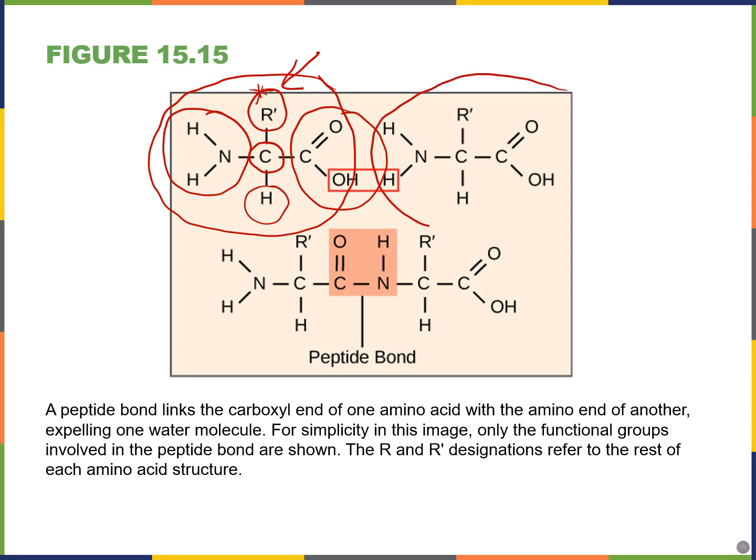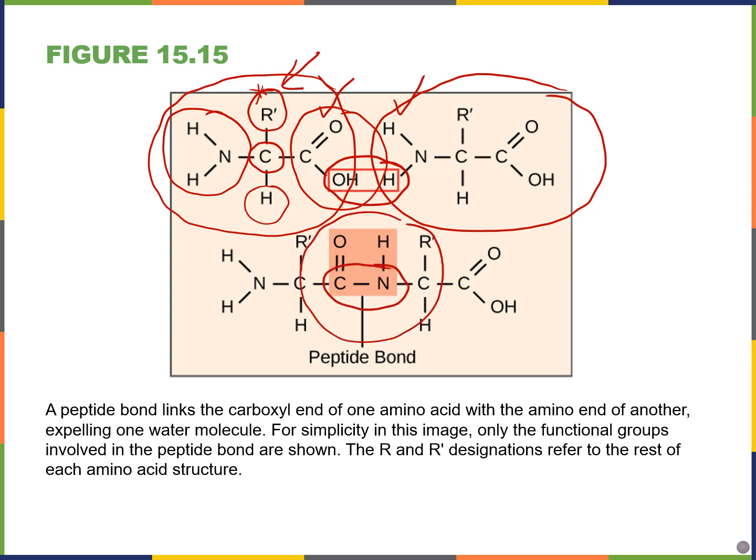Here we have another amino acid, and the peptide bond will be formed between the carboxyl group of one amino acid and the amino group of the next amino acid. So I can see that water will come out of the reaction. This is a dehydration synthesis reaction, or sometimes it's called a condensation reaction. So here I have my peptide bond.